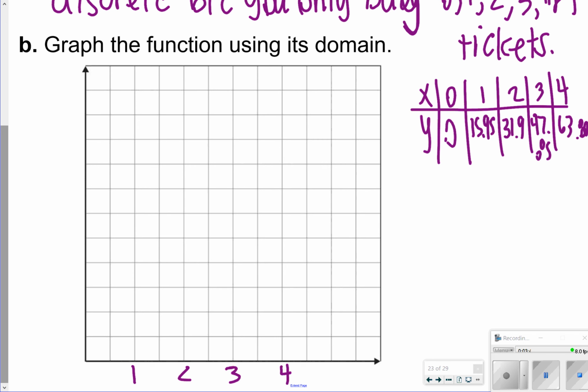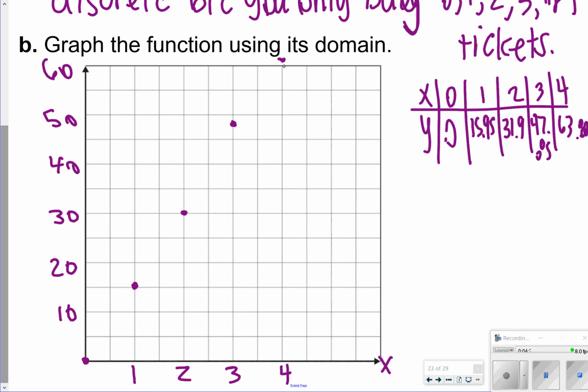So here are my tickets, 1, 2, 3. These are the independent variables. And then since I go up by almost 10, so I can maybe start by, say, 10, 20, 30, 40. That's going to go off the graph, but that's okay. Okay, so I'm just going to start graphing 0 to 0. 1 and $15.95, 2 and $31.90, 3 and $47.85, and then 4, that'll be a little bit above the graph, okay?